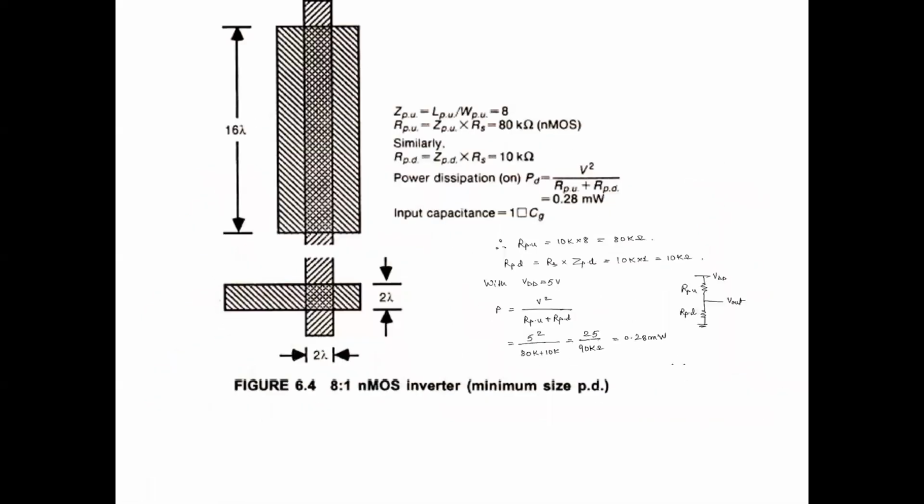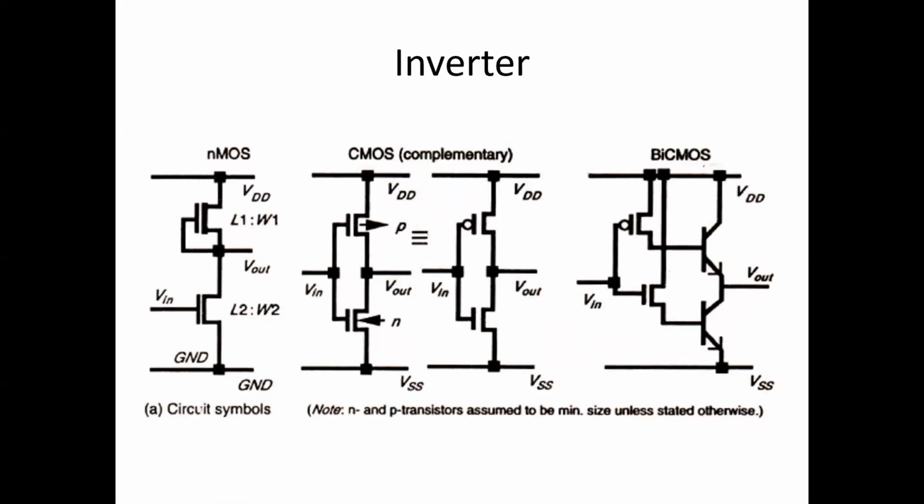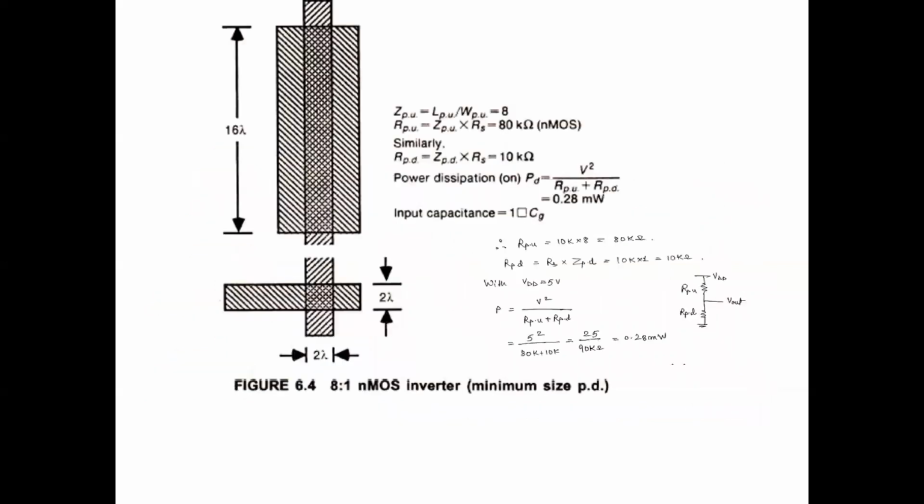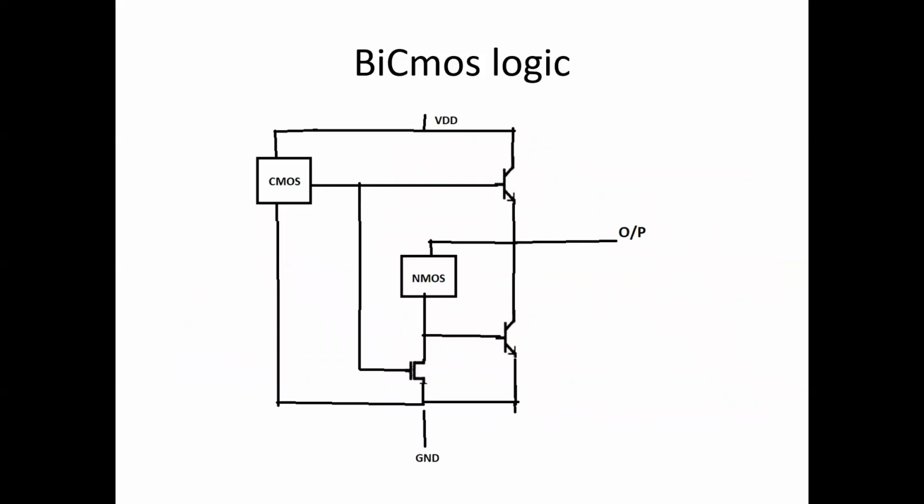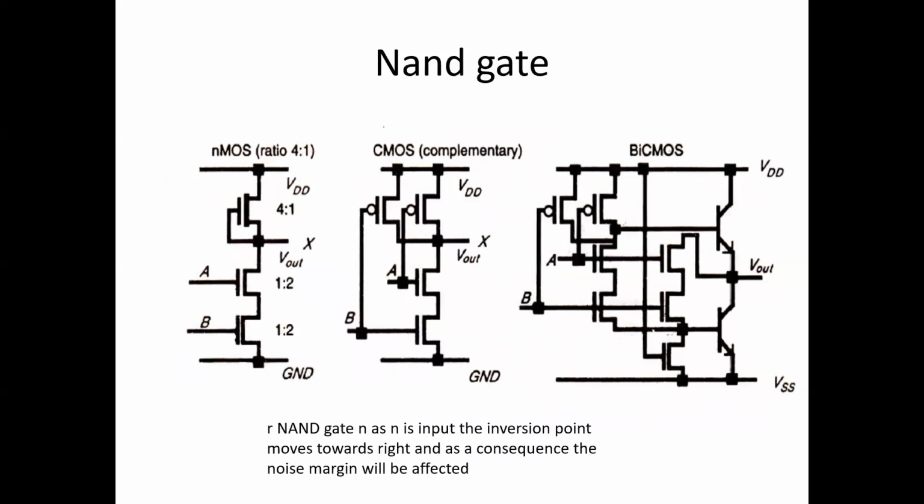Next is BiCMOS. BiCMOS circuits are used whenever we have to drive large capacitive loads. Because we know BJT transistors have high output current, they can drive large capacitive loads and the delay will be less. Next, this is basically how a BiCMOS device logic is written. Later on, we'll come back to this again. This is the NAND gate. That is, this will be the NMOS NAND gate, CMOS NAND gate, and BiCMOS NAND gate.